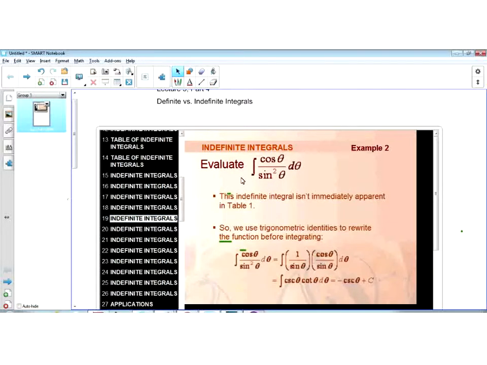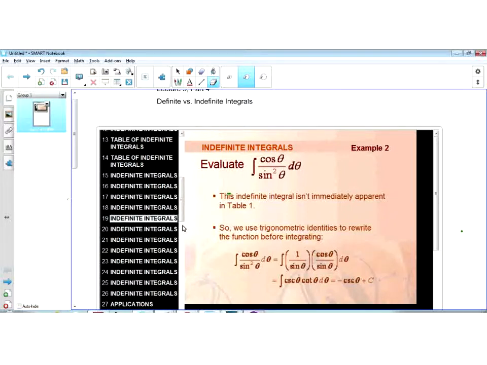So evaluate cosine theta over sine squared theta. We can manipulate it into a familiar product of functions. Cosine theta over sine squared theta can be recast as cosecant theta cotangent theta d theta. And we know the antiderivative of cosecant theta cotangent theta is simply the negative of cosecant theta. And then we add on our integration constant, and we get this result.